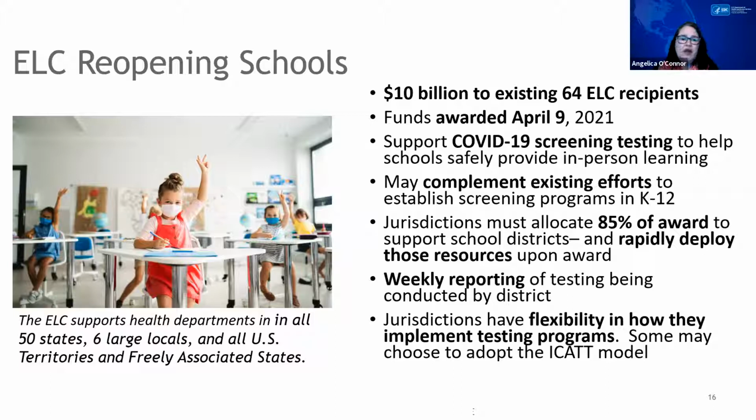85% of this $10 billion is expected to be allocated to support the school districts. That can be either directly, like with mini grants to schools, or indirectly, like if a state were to manage a cooperative agreement, or I'm sorry, a contract for testing on behalf of the school, for example. Awards were actually made last week on the 9th, and the recipients are encouraged to start spending right now and getting the resources to the districts immediately.